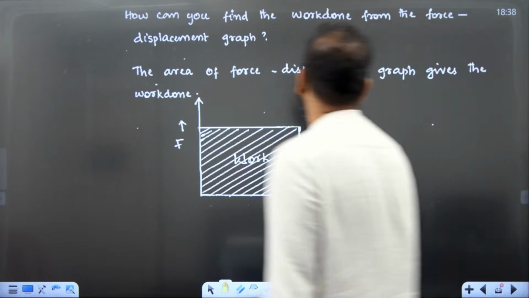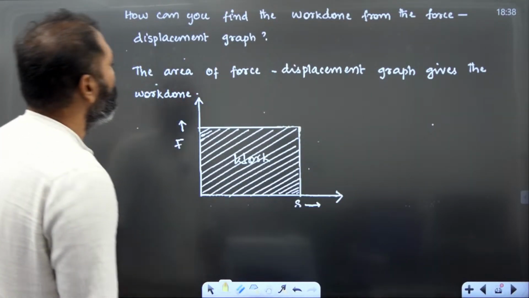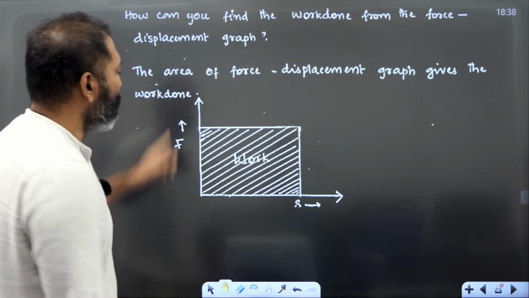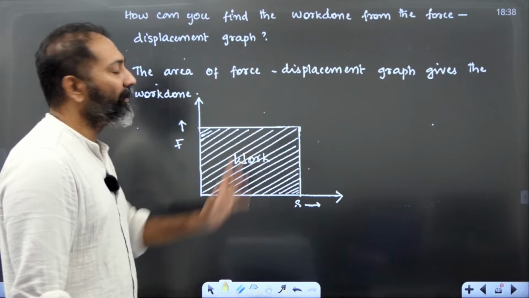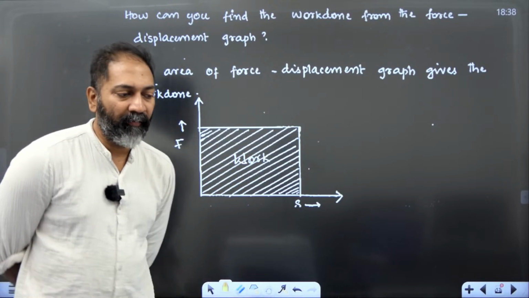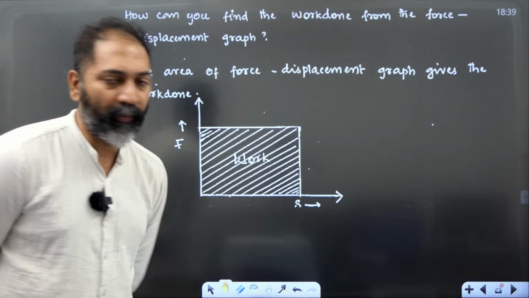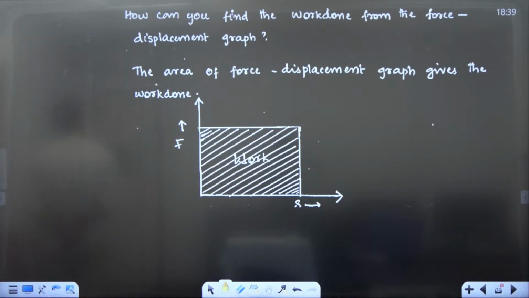How can you find the work done from the force displacement graph? Pay attention: the area of the force displacement graph gives work done. What does the area of the force displacement graph give us? It gives work done. Don't forget, children: the area under the force displacement graph gives work done. Note it down. What does the area of the force displacement graph give us? It gives work done.